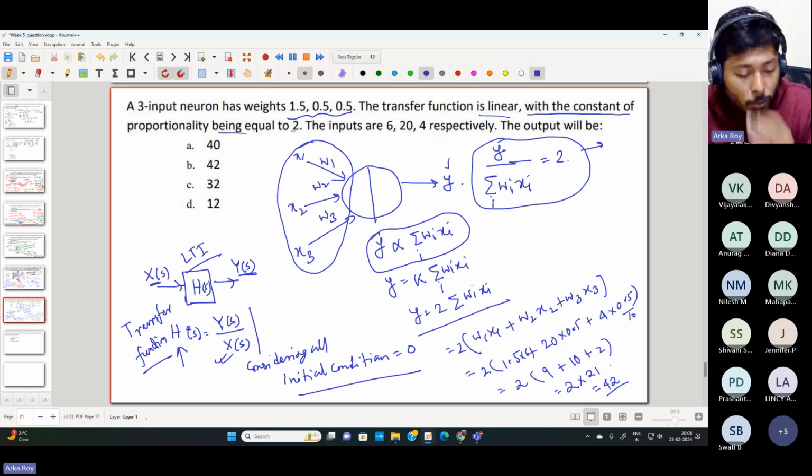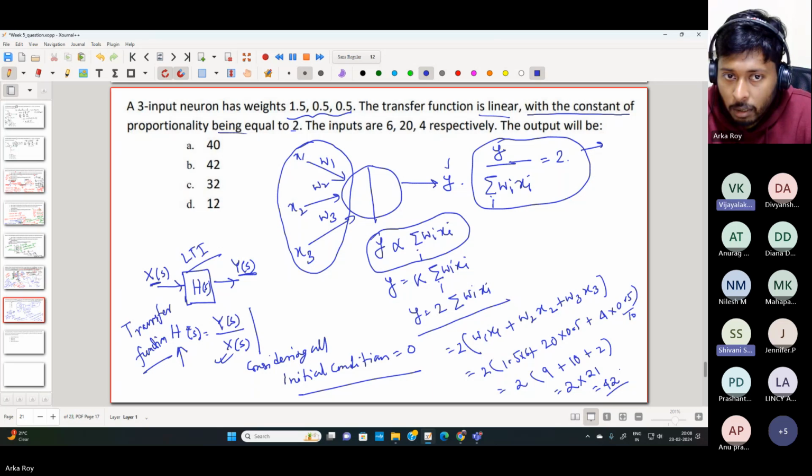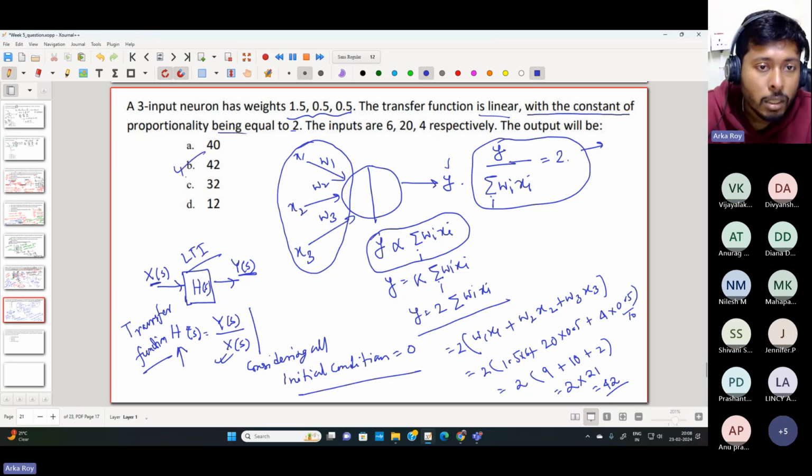Can you check your calculation again? So it is coming, I think, 42. I don't know whether I have made any mistake. Yes, sir, I miscalculated. So it is 42, right? Yes, sir. Okay. So the answer is 42.